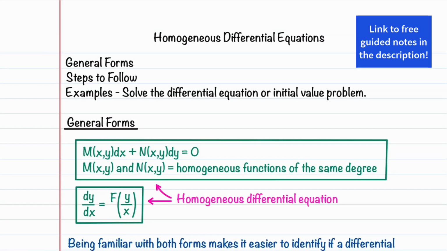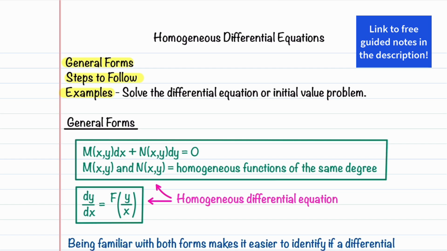In this video, we're going to learn how to solve homogeneous differential equations. We'll start by looking at what a homogeneous differential equation looks like and how to recognize its general forms. We'll then go over the step-by-step process for solving these equations by making an appropriate change of variable and reducing the equation to separable form. Then we'll work through two examples so you can learn how to recognize when an equation is homogeneous and know exactly how to solve it.